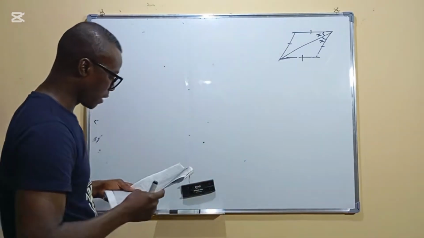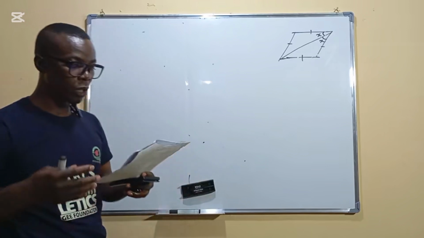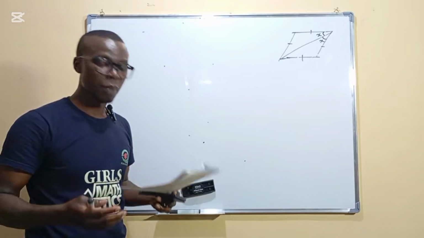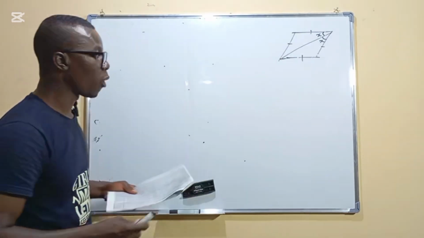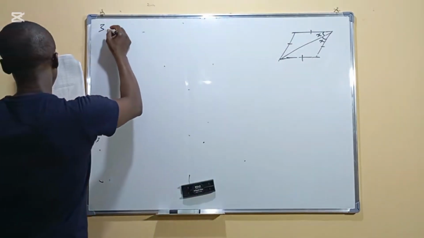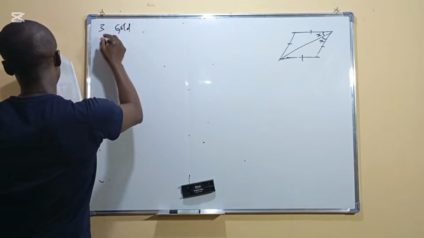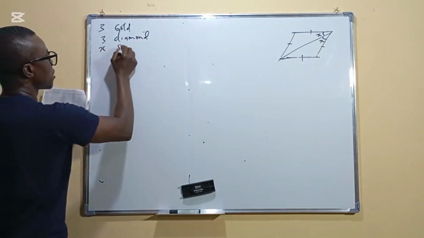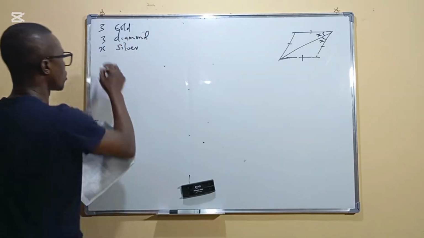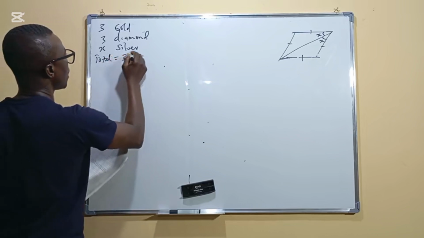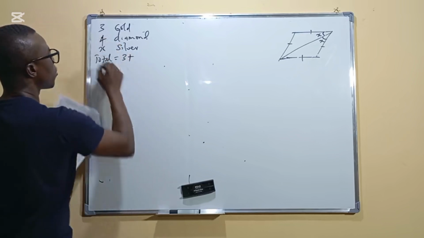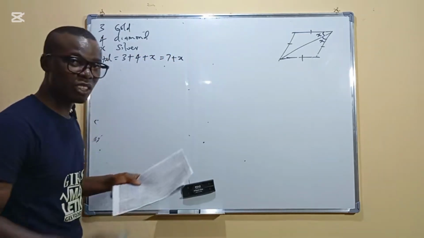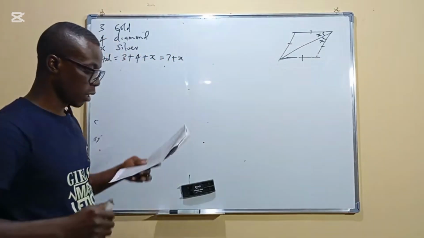Now, for the fifth question, it says that a basket contains 3 gold-plated marbles, 4 diamond marbles, and some silver marbles. Now, we don't know the number of silver marbles, but we have 3 gold, we have 4 diamond, and then I'm going to say we have X silver. So in total, that simply means we have 3 plus 4 plus X. That gives me 7 plus X. So that's the total number of marbles that we have. We don't know the value of X.